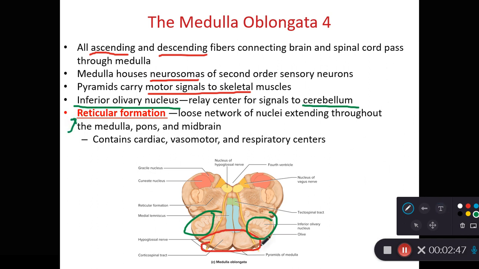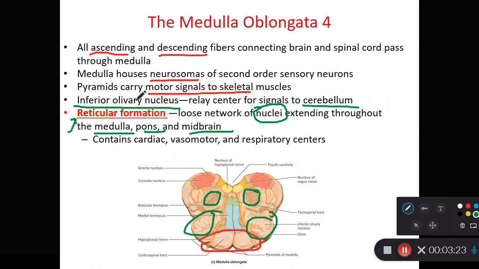We also have the reticular formation. That reticular formation is a loose network of nuclei, and in case you forget, a nucleus is a group of neuron cell bodies, a group of neurosomas within the central nervous system. So we have a loose network of basically gray matter that extends throughout the medulla oblongata, the pons, and the brainstem. In our figure, the reticular formation is here and here on the left and right sides of the medulla oblongata.